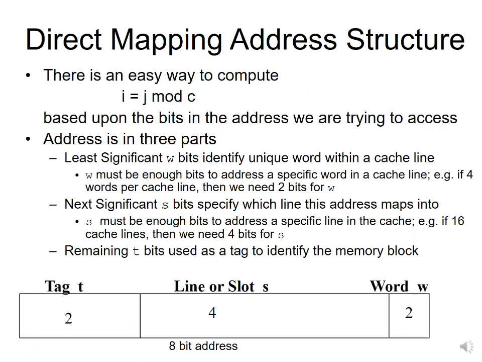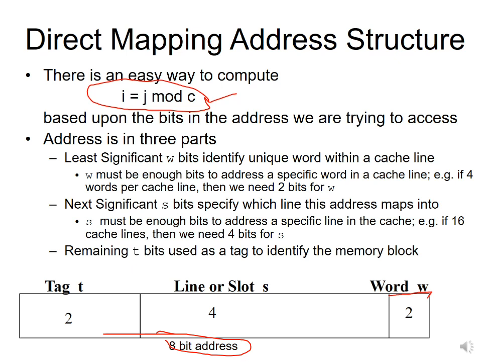This is not very important, but the previous slide was important and this formula is important. This is just the address structure. For example, we have an 8-bit address. The first bits are called the least significant bits.